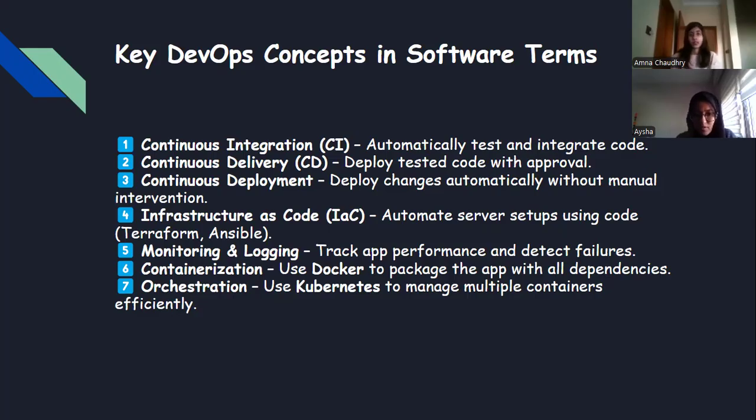Then continuous deployment deploys changes automatically without manual intervention. You don't need to wait to deploy the code manually. It will deploy automatically because you have set things up like that. Infrastructure as code, IaC, automates server setups using code. It automatically sets up the servers and their requirements by using Terraform and Ansible.